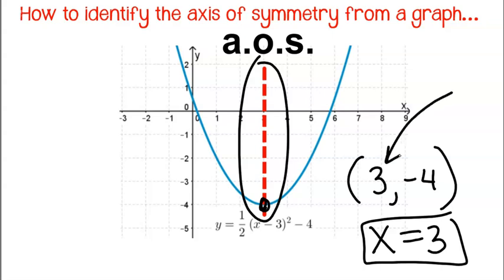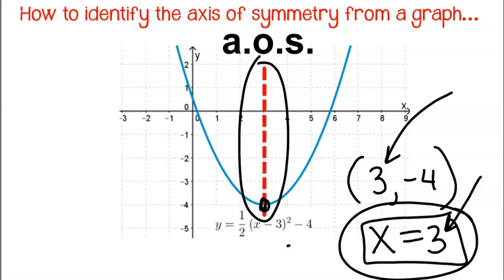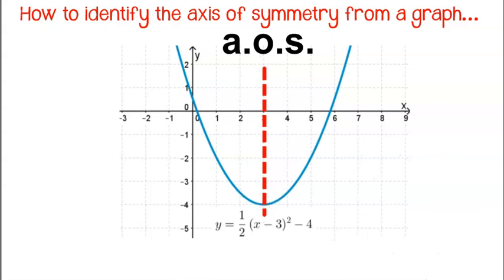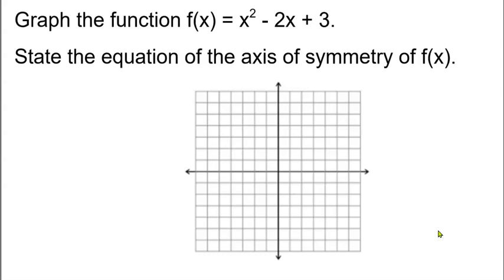The x value of the vertex is the constant value in the equation for the axis of symmetry. And since it's always a vertical line, the equation always is an x-only statement. You may be asked to complete a question similar to this one, where you're asked to graph a function and then state the equation of the axis of symmetry.